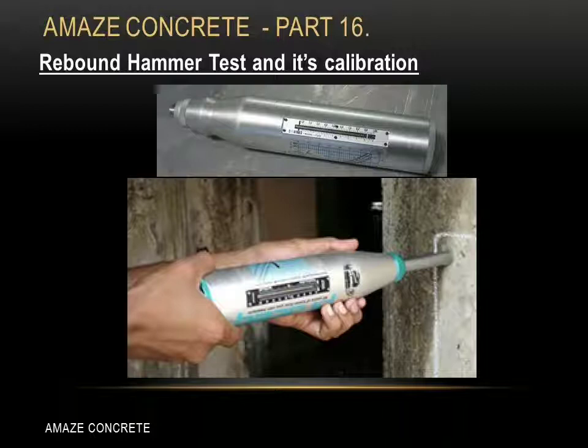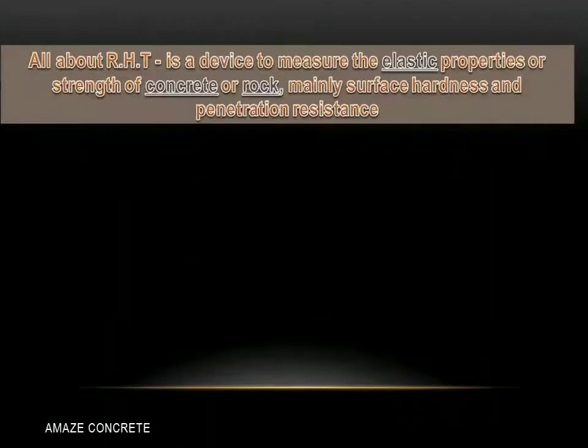Today we will discuss the rebound hammer test and its calibration process. Rebound hammer is a device to measure the elastic properties or strength of concrete or rock, mainly surface hardness and penetration resistance.